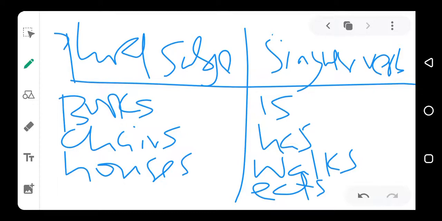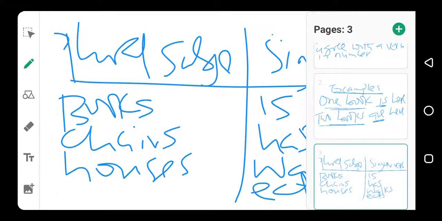But when a subject ends with S, it is considered plural. When a verb ends with S, most of the time it is considered singular. Almost all of them are singular, and almost all the subjects that end with S are plural. So just know the difference. Okay, so that's rule number 1.